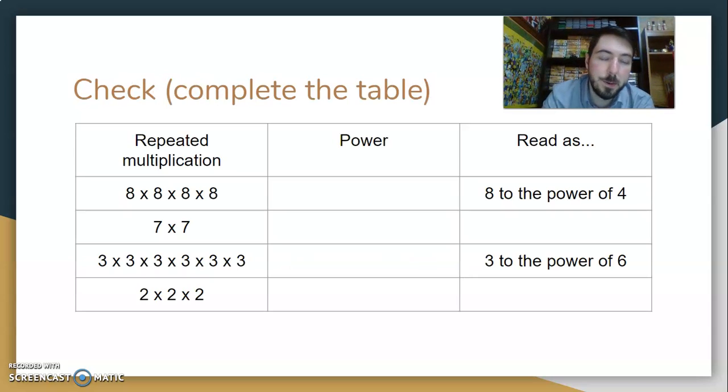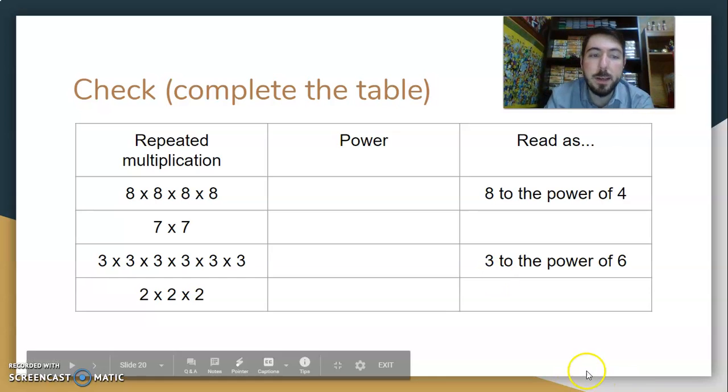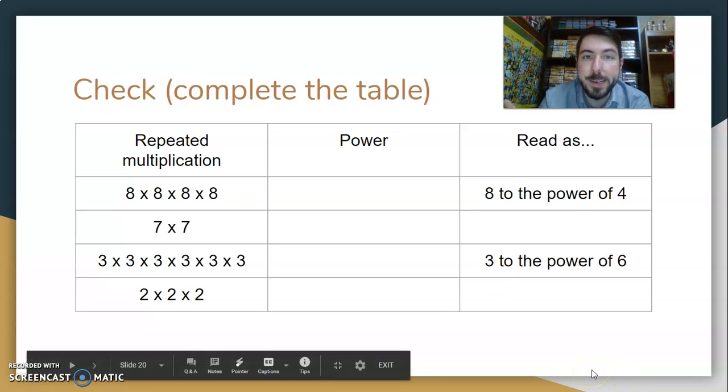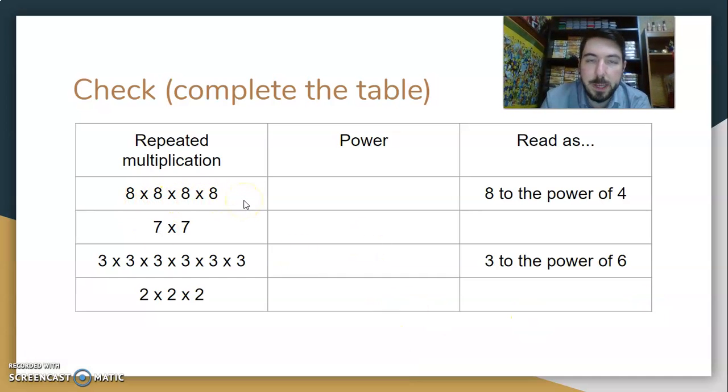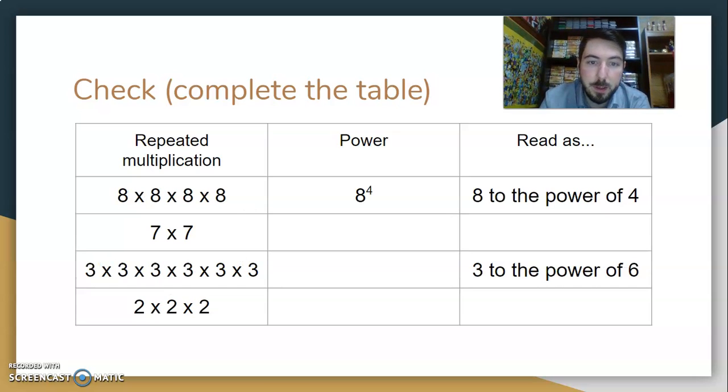Alright, so then there was this table. I'm not sure if it was on page 50. I think this was still on page 55. Yeah, so we're just going to fill it in, doing the exact same thing. So 8 times 8 times 8 times 8, we ask ourselves, how many 8's are there? There are 4 of them, so it is 8 to the power of 4.